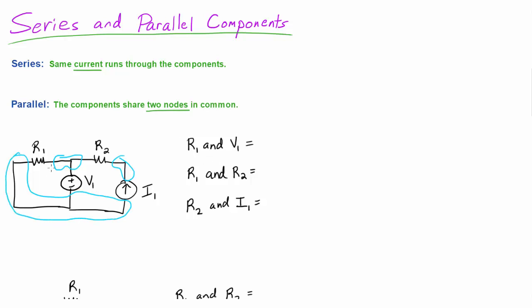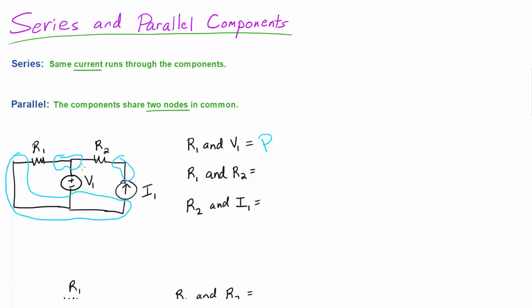Now R1 and V1, these 2 components, over here and over here, these 2 components share 2 nodes in common. They share the top node right here and the bottom node right here, because these 2 nodes are both touching these devices. So they're going to be in parallel.